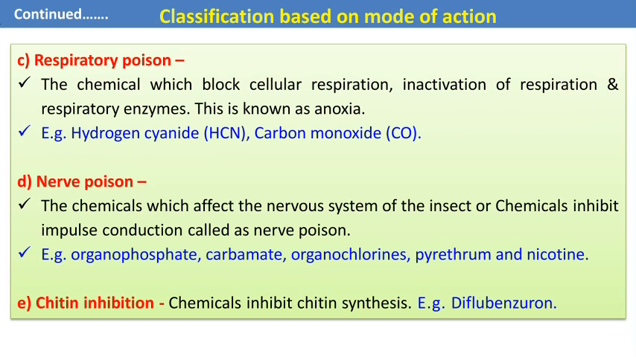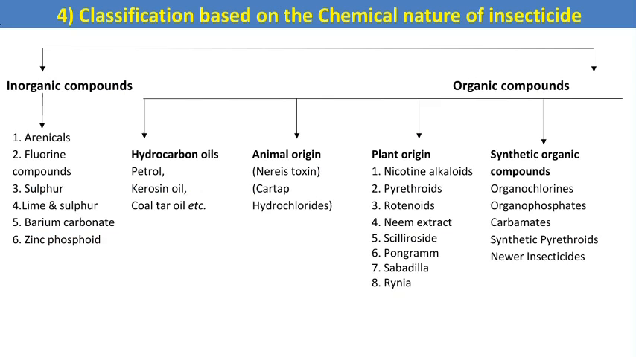Nerve poison, the chemical directly affects the nervous system. For example, organophosphates, carbamates, organochlorines, pyrethrum, and nicotine. And the last category is chitin synthesis inhibitor, which inhibits the formation or synthesis of chitin in the insect cuticle. Example is diflubenzuron.